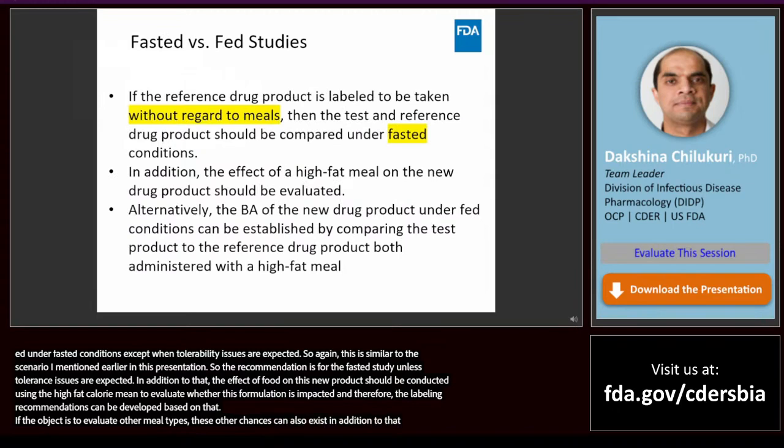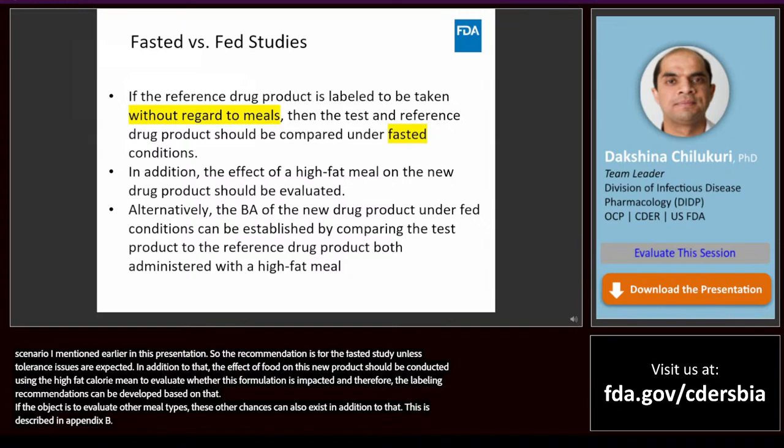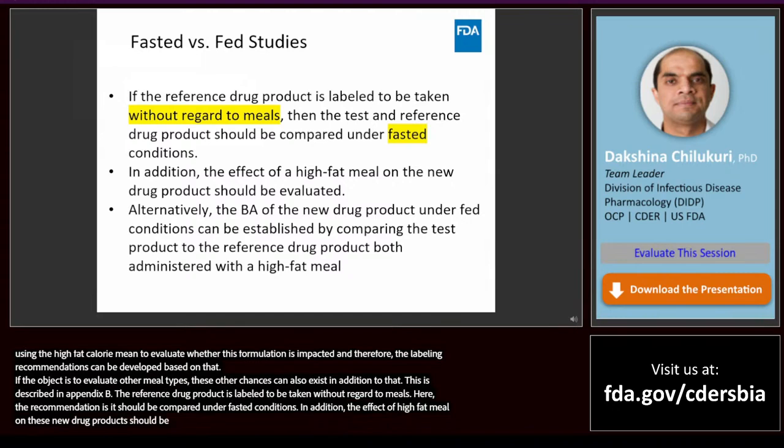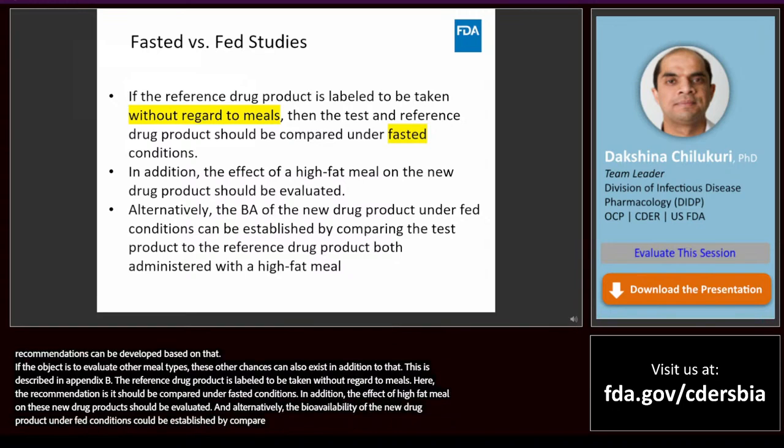The second scenario, as described in the Appendix B, refers to the scenario when the reference drug product is labeled to be taken without regard to meals. Here, the recommendation is that the test and reference drug product should be compared under fasted conditions. In addition, the effect of high-fat meal on the new drug product should be evaluated. And alternatively, the bioavailability of the new drug product under fed conditions could be established by comparing the test product and the reference drug product, both administered with a high-fat meal.